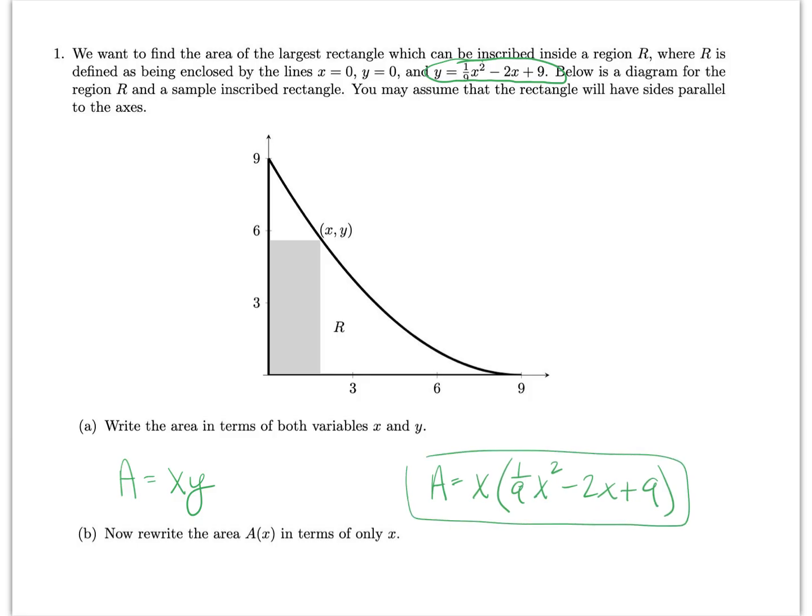First question on the next slide: what's the domain of A of x? Remember, domain is the set of all input variables. So what values of x make sense to plug into this formula? The smallest x value would be 0, where you'd have a tall, skinny rectangle with no width whatsoever. And the largest x value would be 9 because you hit the end of the region R. So 0 to 9 is the domain.